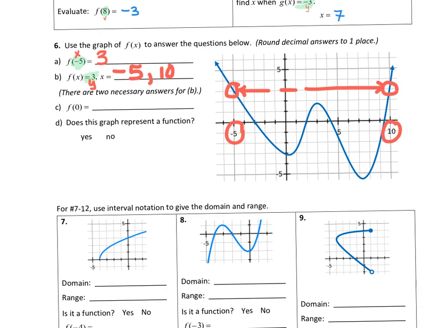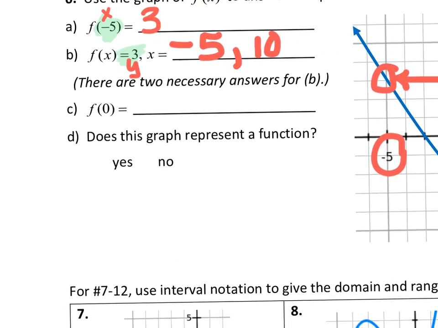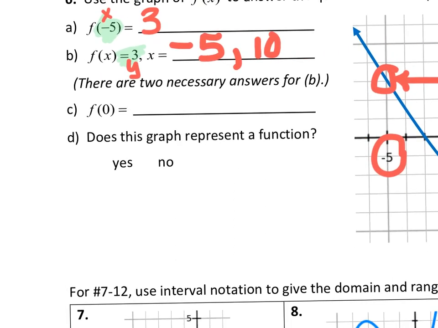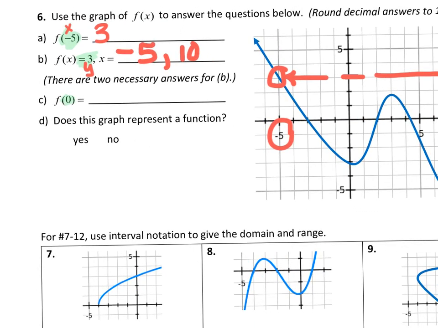And then in part C, f of 0, that 0, again, is an x value because it's inside the parentheses, and x is 0 is here, so the graph equals negative 3 when f of 0 is the question.